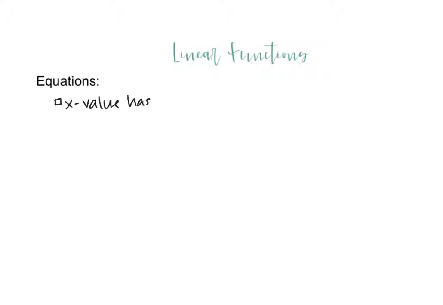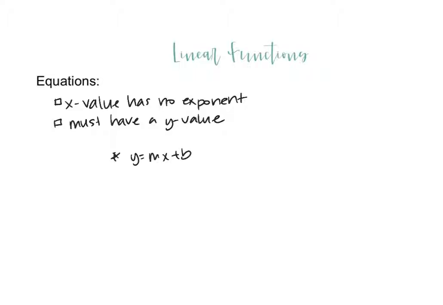So when we take a look at equations and we're trying to distinguish whether or not it's a linear function, you need to be looking at the x value. Does it have an exponent? Because it shouldn't if it's linear. And it also must have an output, a y value. So the most common linear function is y equals mx plus b, where m is a number that stands for slope, and b is also a number, and it represents y-intercept.